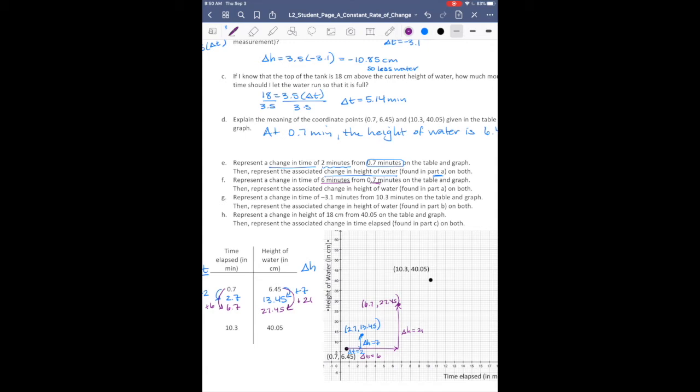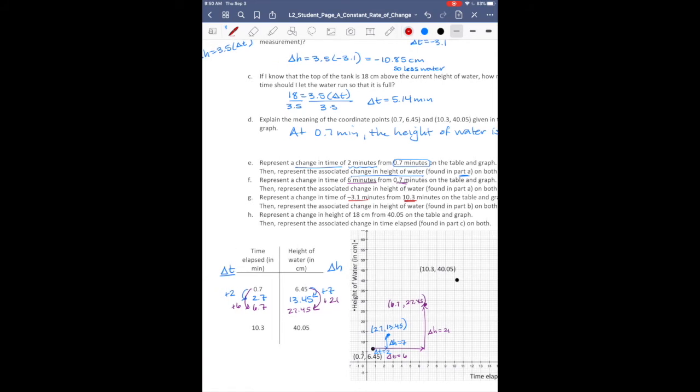Okay, let's keep going. So let's do part G. So now we have the change in time of negative 3.1 minutes, and now we're going from our second point, this 10.3. So now, over here, we're going back in time. So we are subtracting that 3.1 minutes. We want to know what happened 3.1 minutes before the 10.3. Well, if I subtract the 3.1, I'm now at 7.2 minutes.